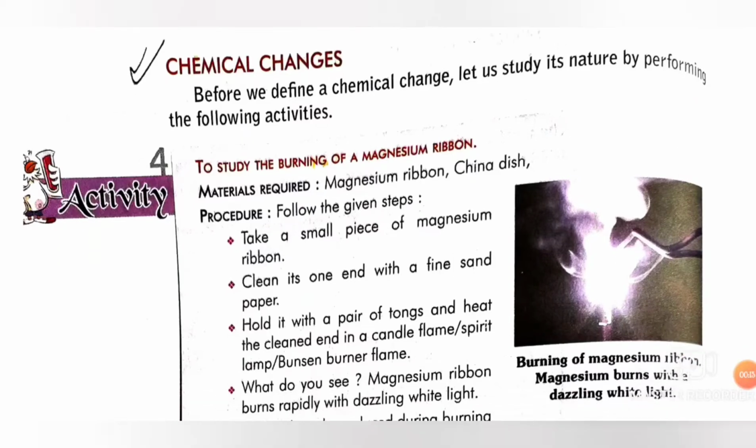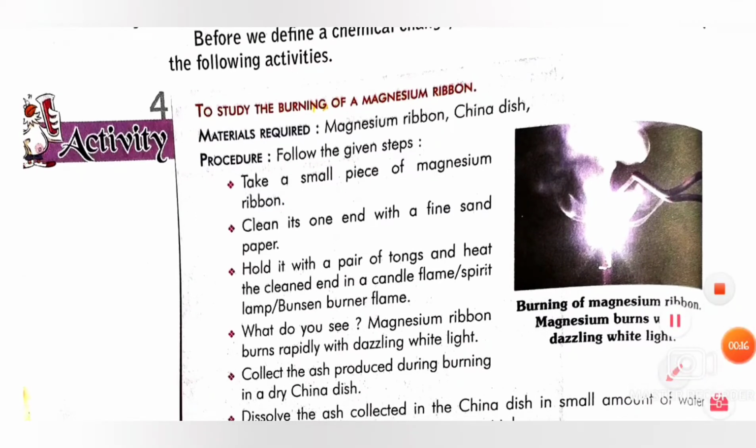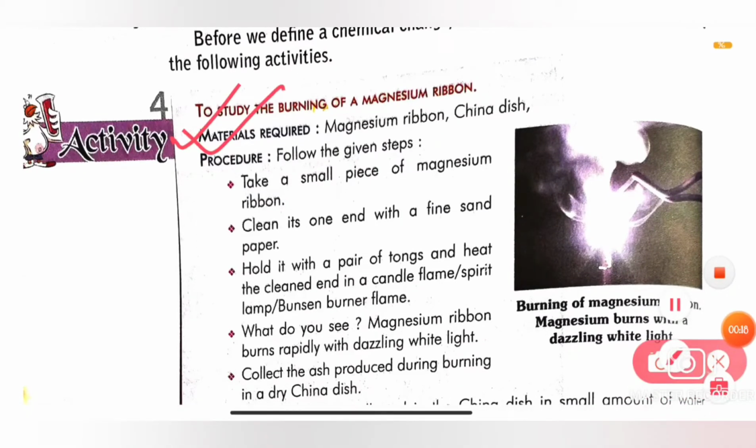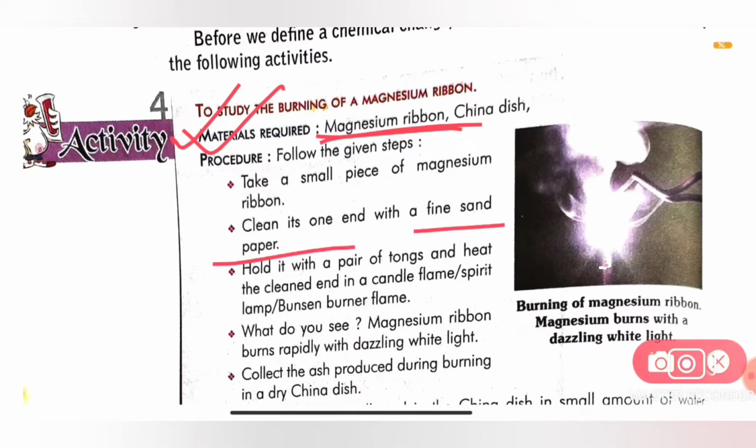So the first one regarding the chemical change is burning of magnesium ribbon. In this experiment, we need a magnesium ribbon and a china dish. Now what we will do, basically we will take a ribbon, clean one end with fine sandpaper and then burn that cleaned end. We are taking a magnesium ribbon, cleaning one end well, and we are burning that end. Now what do we see?